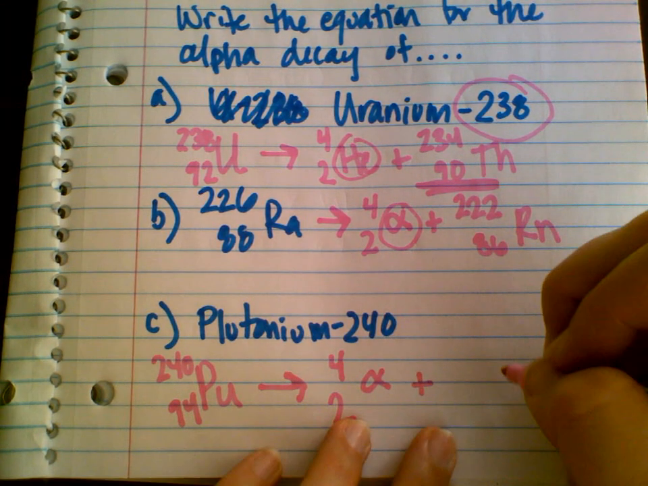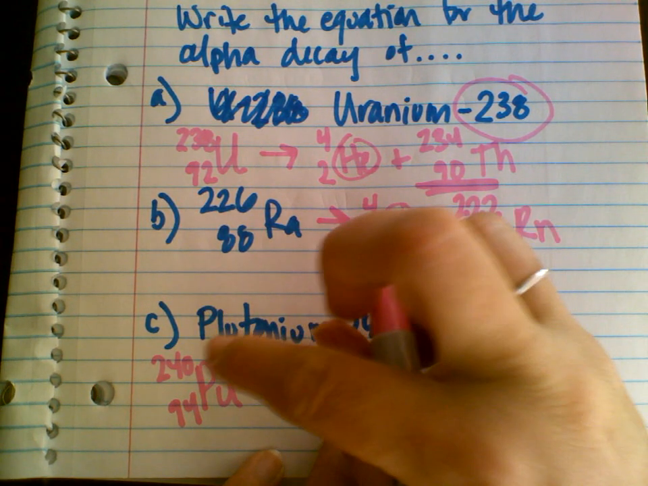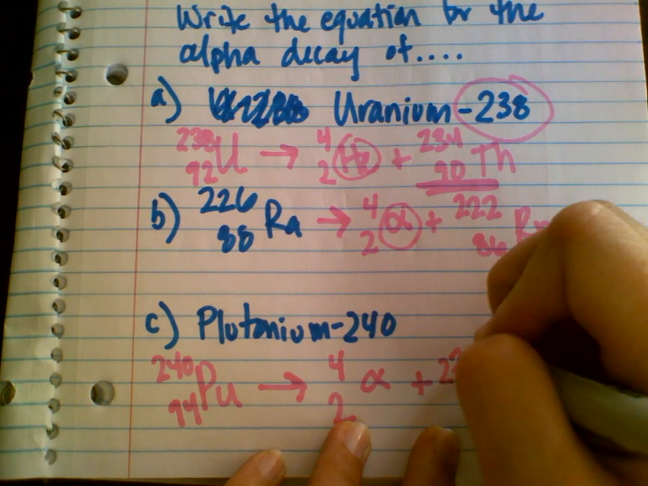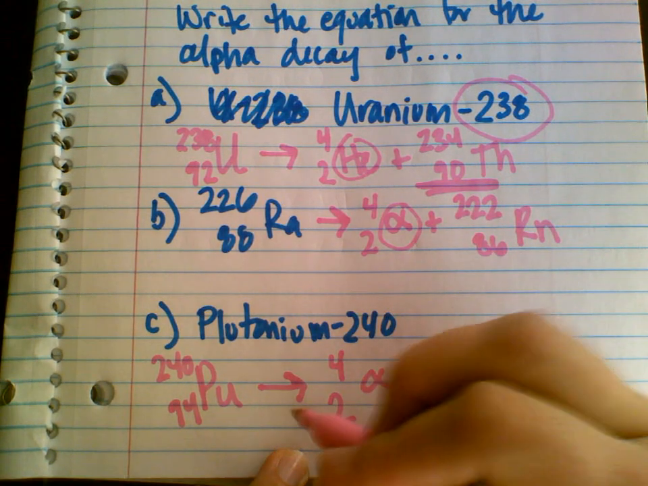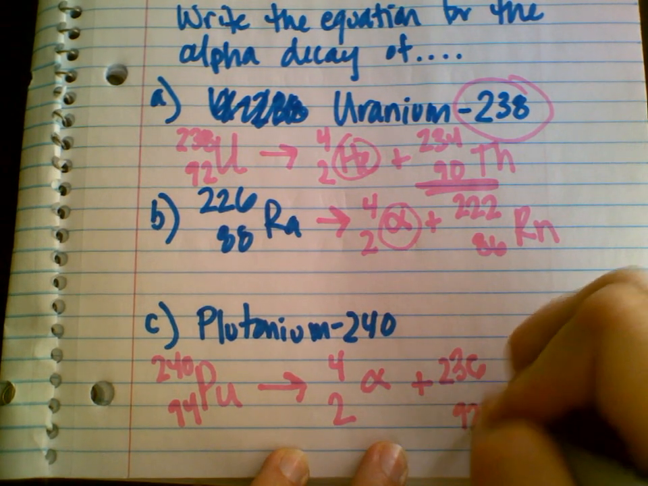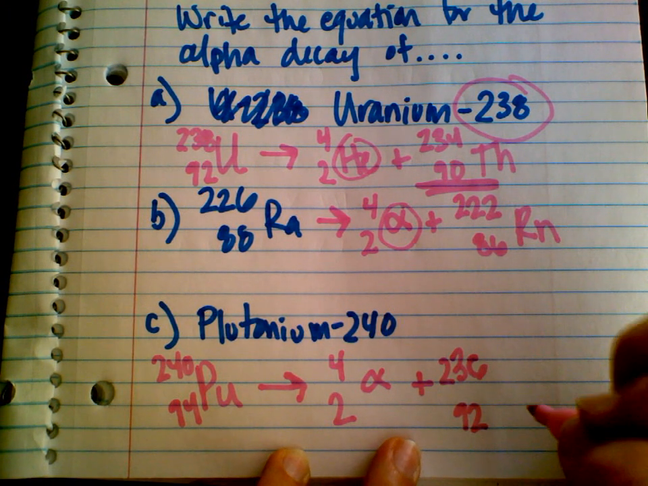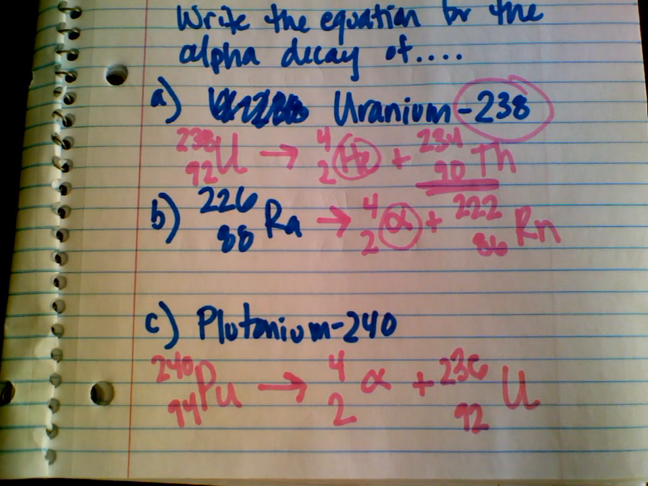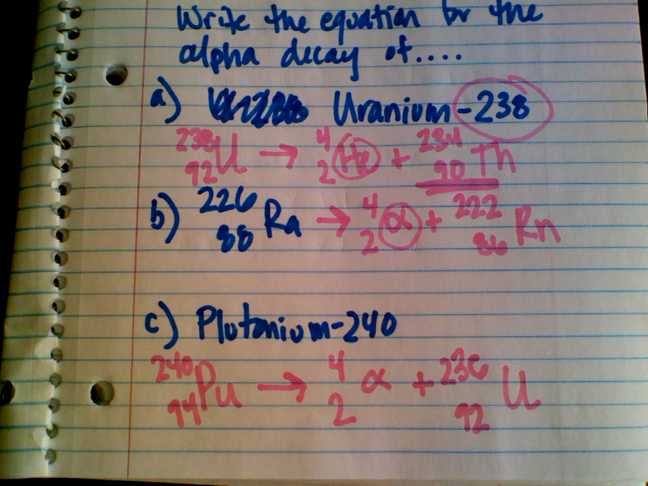And then what else you should have gotten here is 240 minus 4, so that's going to be 236. And then 94 minus 2, which is 92. And I go to my periodic table, and on the periodic table, 92 is uranium. So that's what you should have gotten for the alpha decay equation for plutonium-240. All right, next we're going to move on to beta.